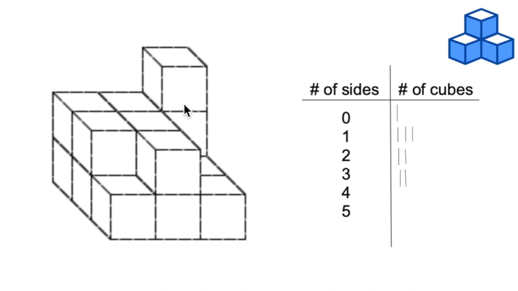And this very last cube, we cannot see it, but again we know it is there because it is holding up this stack. So this cube is on the corner and must have 2 sides exposed, the side and the back. So we can add another tally to 2.